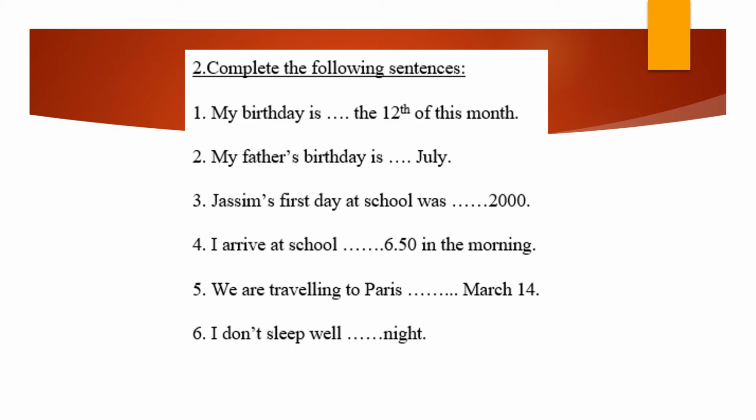Now let's practice using the prepositions of time. My birthday is the 12th of this month. Is this a day or a month? Okay, here we have the word month, but it is the 12th of this month, so we use on because it's a day.